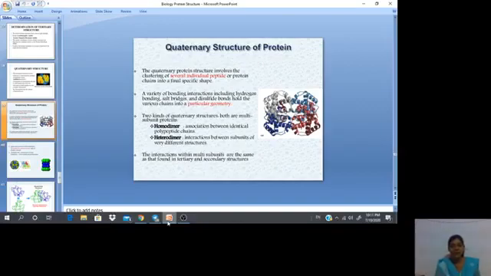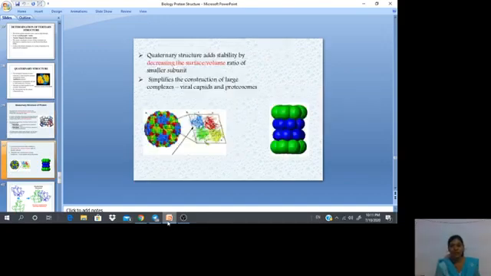These are of two types, homodimer and heterodimer. Homodimer means association between identical polypeptide chains, whereas heterodimer means interaction between subunits of very different structure. The interactions within multiple subunits are the same as those found in tertiary and secondary structures. Quaternary structure adds stability by decreasing the surface to volume ratio of smaller units. It simplifies the construction of large complex viral capsids and proteasomes.